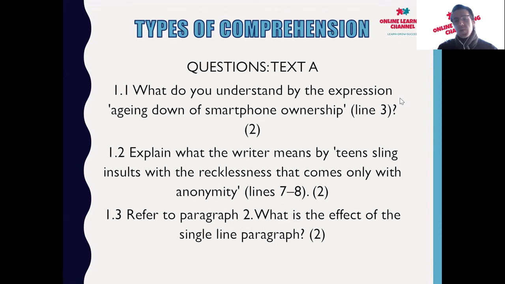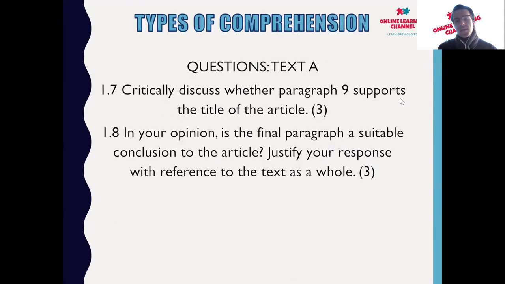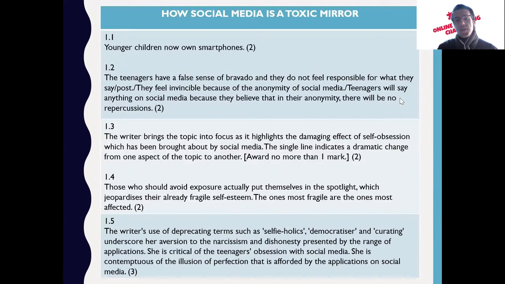Okay, so explain what the writer means by teens sling insults with the recklessness that comes only with anonymity. This is lines 7 to 8. In terms of teenagers, they have a false sense of bravado and do not feel responsible for what they say or post. They feel invincible because of the anonymity of social media. Teenagers will say anything on social media because they believe that in their anonymity there will be no repercussions whatsoever, which is certainly concerning to think.